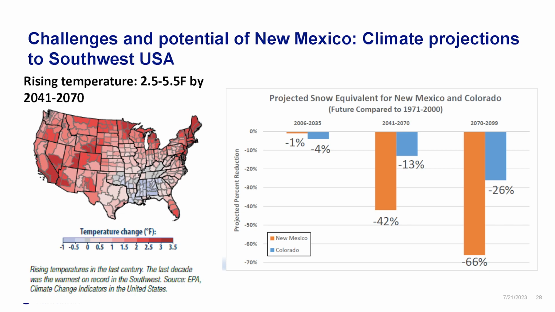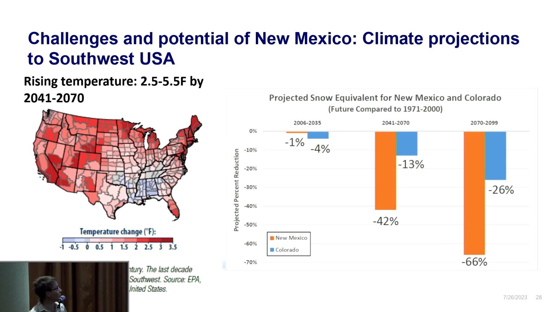And on the right-hand side, we have the projected snow water equivalent for New Mexico and Colorado in the future. From the first decrease, 1 to 4% is between 2006 and 2035, and then it increases like crazy. The last one is for 2070 to 2099. So New Mexico first does better than Colorado, but then it's getting worse than Colorado in the prediction. And the disappearing of snow is going to be a big effect on all of our ecosystems.